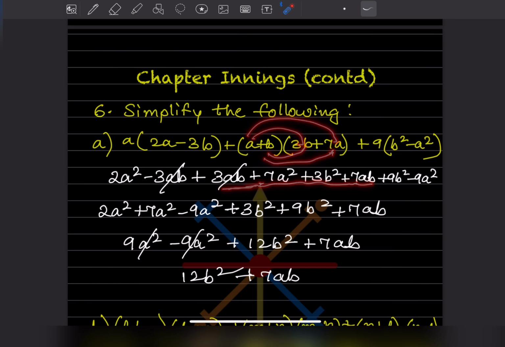Now we will look at this part. We have to expand this one, 9b square minus 9a square. This is here. So now we will see whether we can see any like terms.